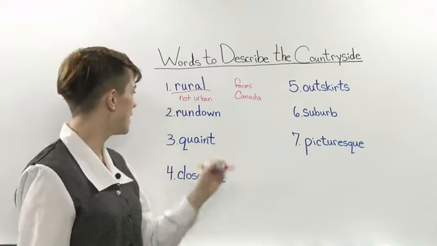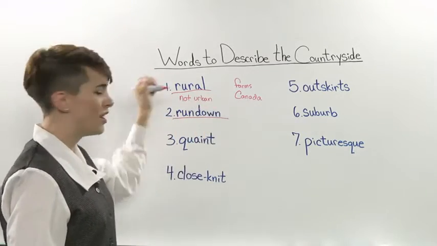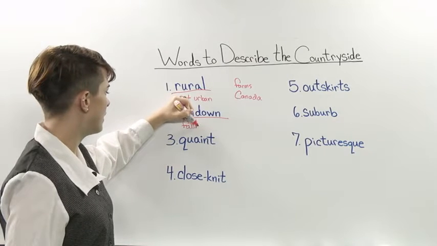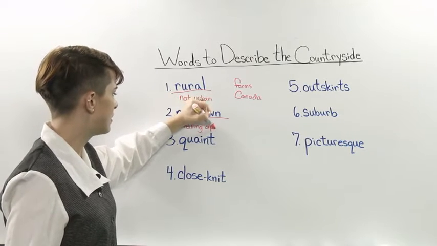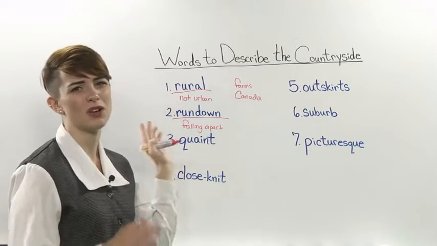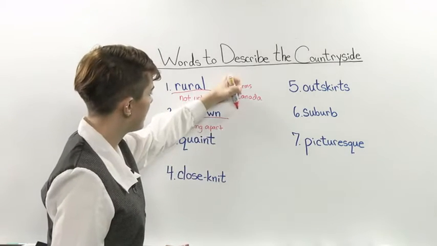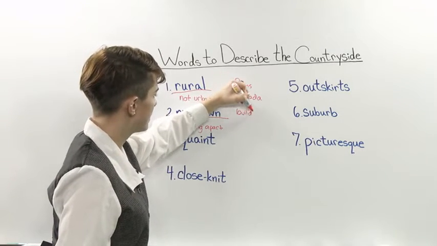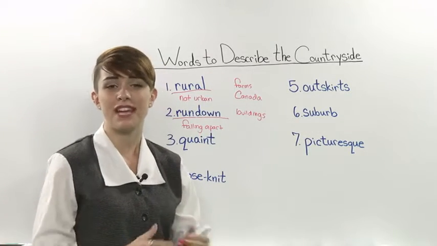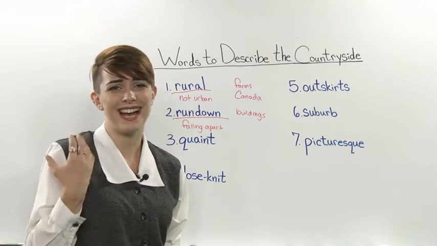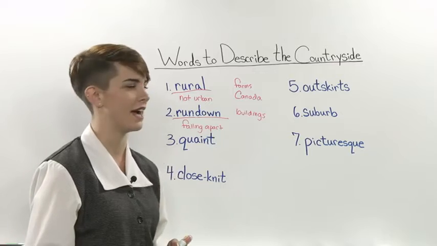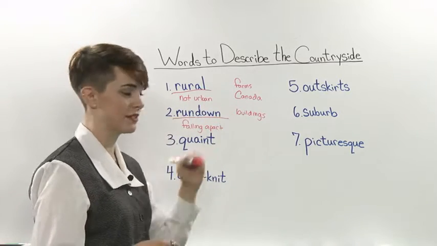Next on our list, we have run down. Run down is not a happy word. It means something is falling apart. You can describe buildings most commonly as being run down. So I will write here, run down buildings. They are not used anymore, but they are still standing. They are usually ugly and you want them to be torn down. They don't look good in the countryside. So you can have run-down buildings.